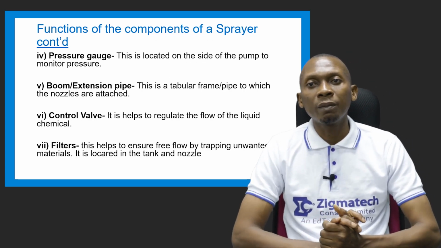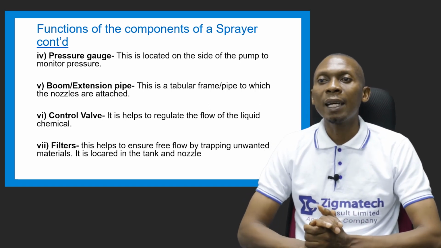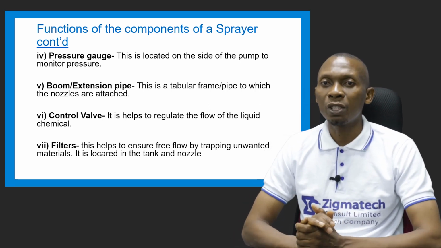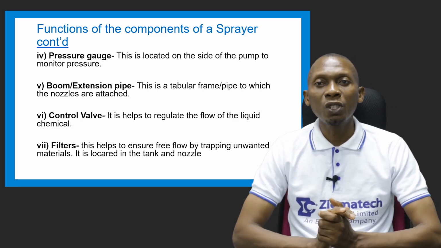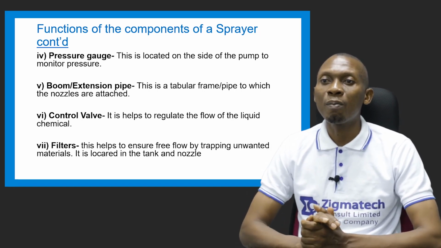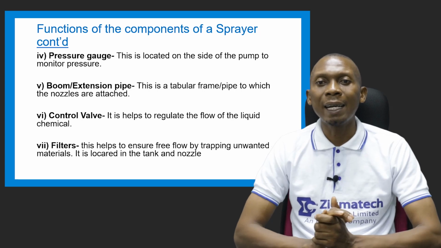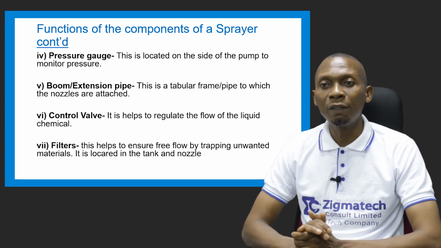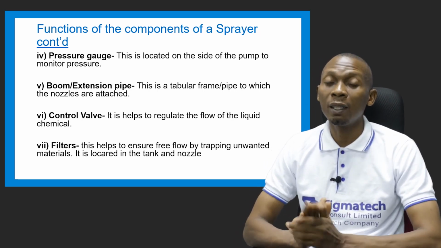So we have the pressure gauge. Now this is located on the side of the pump to help monitor pressure. We have the boom or extension pipe. Now this is a tubular frame or pipe to which the nozzles are attached. We also have the control valve. This helps regulate the flow of the liquid chemical.